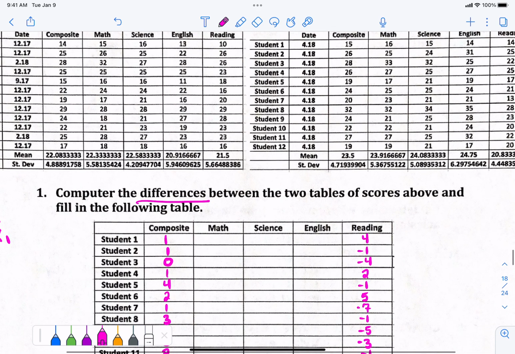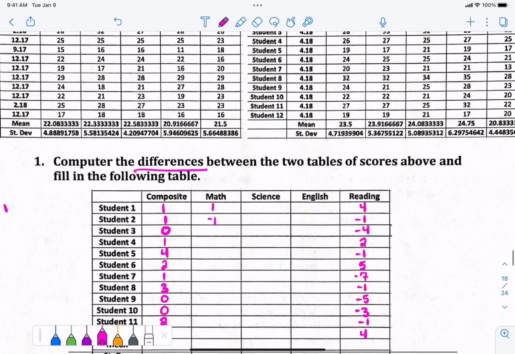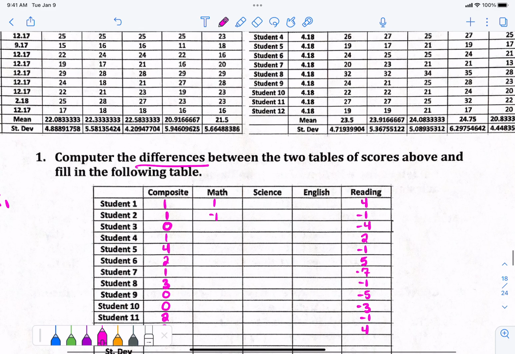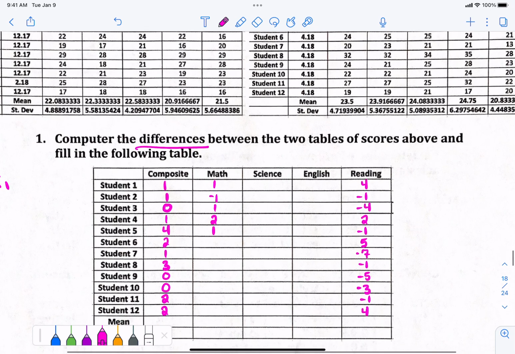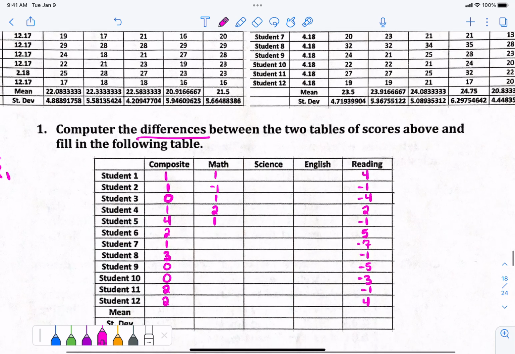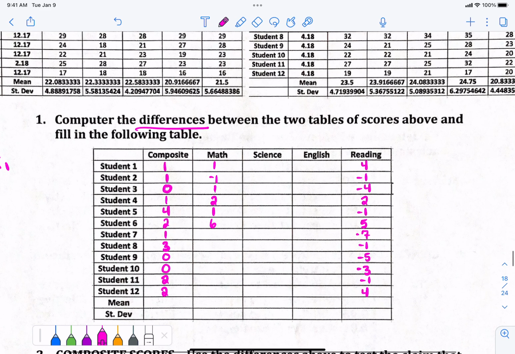Okay, I'm gonna do the math and reading. I'm doing reading. Okay, 1 and minus 1 and 1 and 2 and 1 and 6. I can't add. And 4, 3, 1. Shoot, I was getting this wrong.